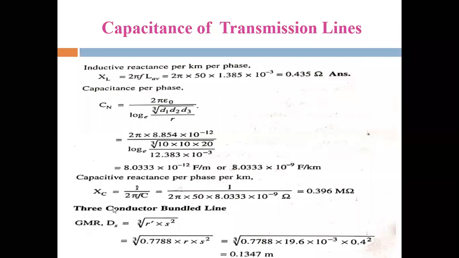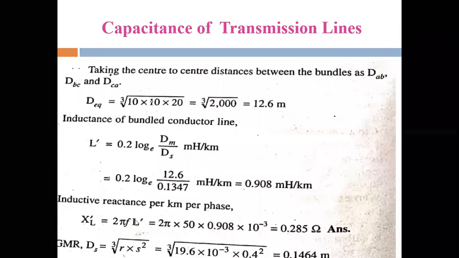Next, we calculate the inductive reactance per kilometer per phase. The formula is inductive reactance XL dash is equal to 2 pi f L dash. That is 2 into pi into f, which is 50 Hz, and L dash, which is 0.908 millihenry per kilometer, that is 0.908 into 10 power minus 3. That is the inductive reactance per kilometer per phase.